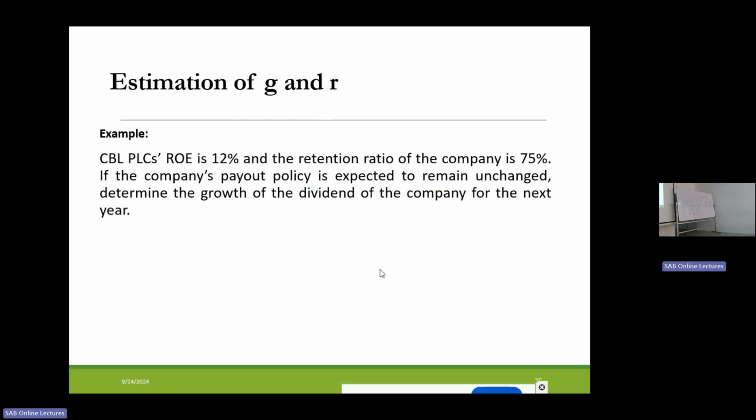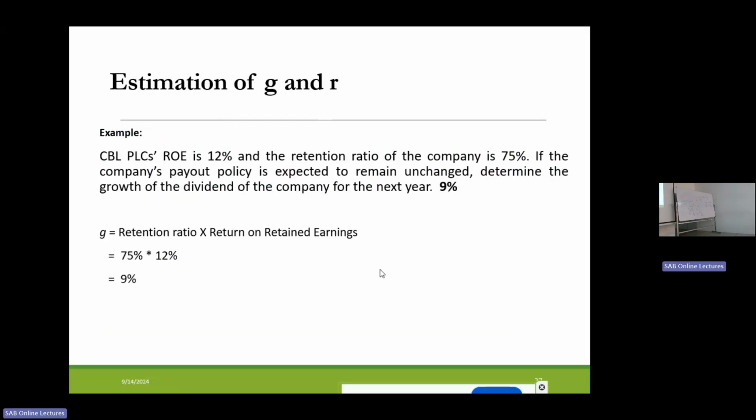So then you can calculate the growth of dividends. Simply, you cannot apply this model because there is no past dividend per share information in this case. So you can't apply this one. But using this retention growth model, growth rate is equal to retention ratio multiplied by return on equity. It is 9%.